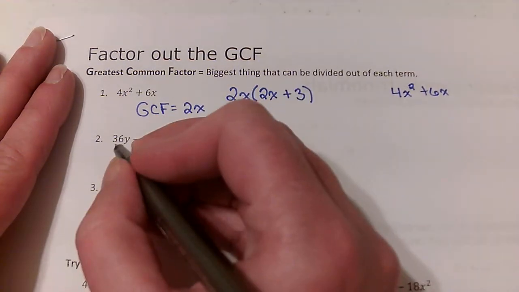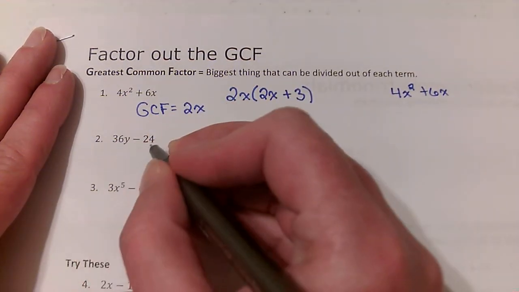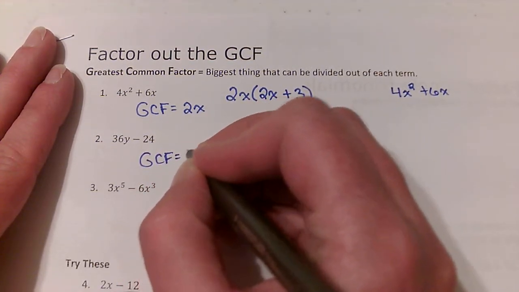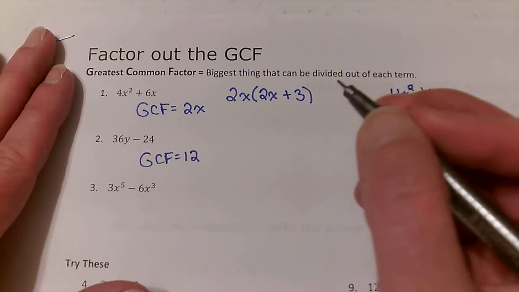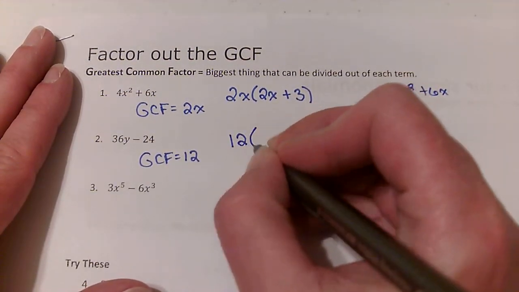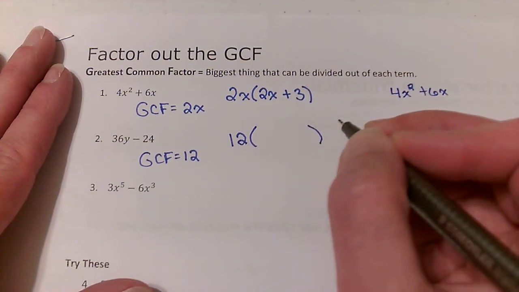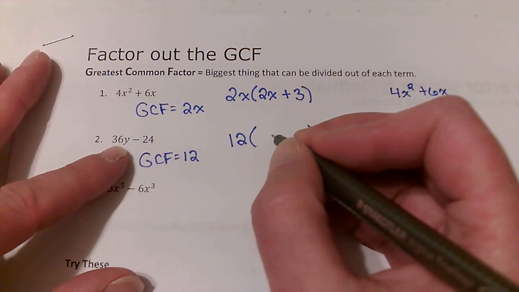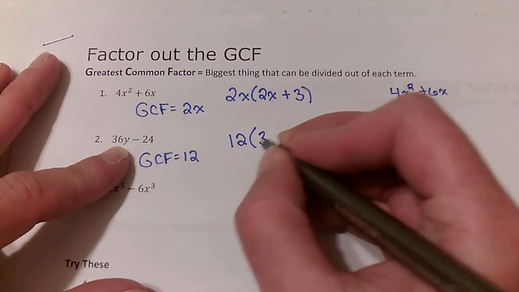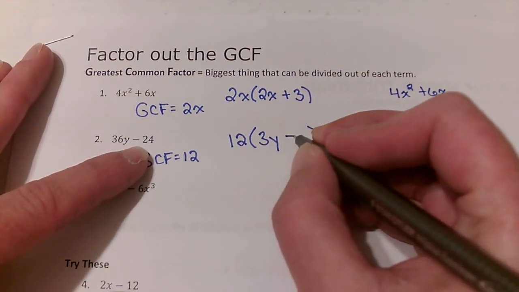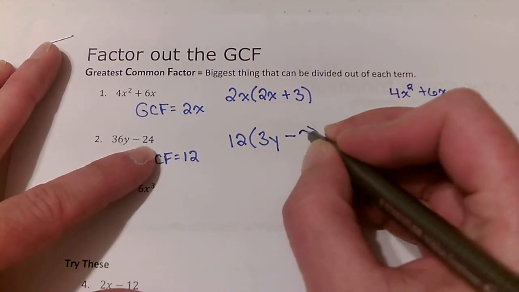Well, 36 is 3 times 12, and this is 2 times 12. So these just have a 12 in common. So I'm going to put the 12 on the outside of the parentheses, and I'm going to undistribute it. So 12 times what is 36y? I need a 3 and another y. Minus 2.